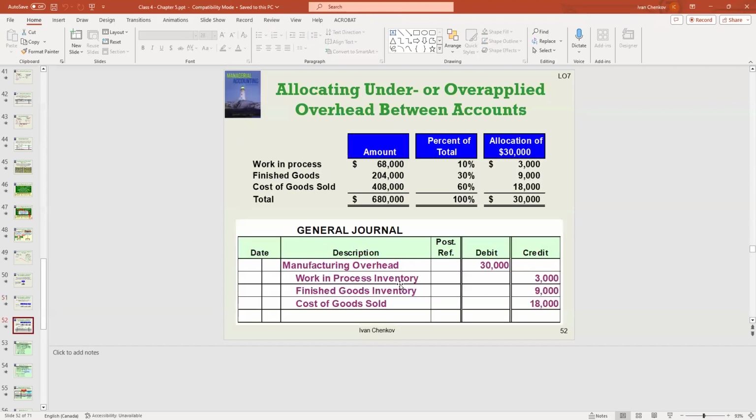The journal entry will be manufacturing overhead debit, so we can close the manufacturing overhead to 0. And then we're going to credit work in process, which means we're reducing work in process. We're going to credit finished goods inventory, reducing finished goods by 9,000. And we're going to credit cost of goods sold, reducing cost of goods sold by $18,000.